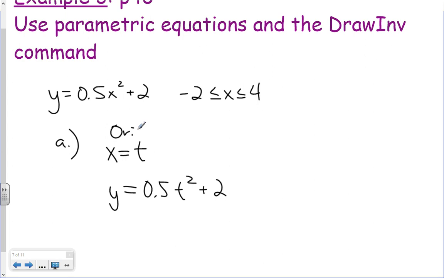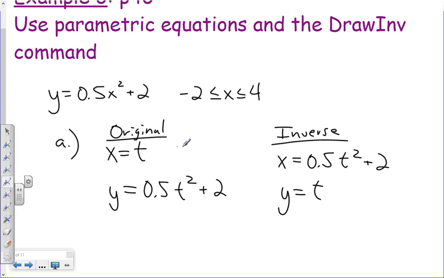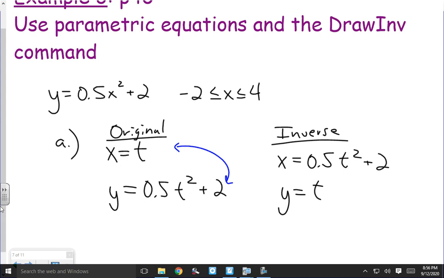This is the original. So for the inverse, I can swap these around. Instead of x being t, I'll say x is equal to 0.5 t squared plus 2. And y is going to be equal to t. Again, notice that all we've done here is swap the x's and y's in order to get my inverse. So it's really easy to sketch the inverse in parametric mode on your calculator. Okay, so let's try that out. And then we're going to try the other method, this draw inverse command, just to show you what that looks like. So grab your calculator.